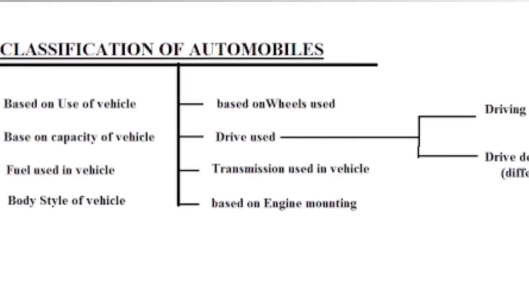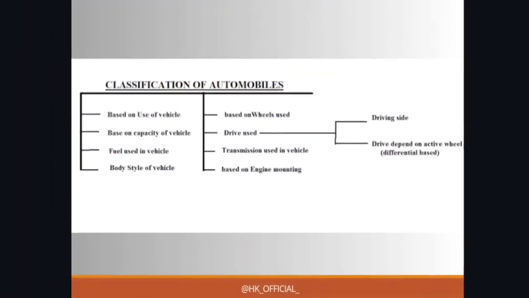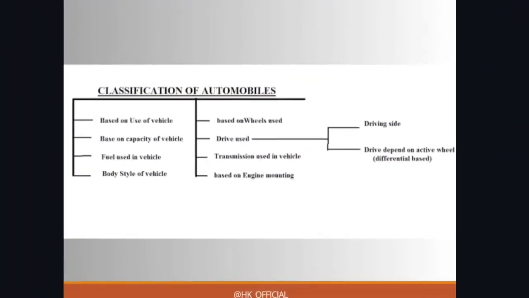So these are some basics. In questions, if classification of automobiles is asked, then according to the marks, if it is of 6 marks or 7 marks, you can write accordingly. Here I have given a maximum of 9 classifications of automobiles. Okay, so let us see them individually.